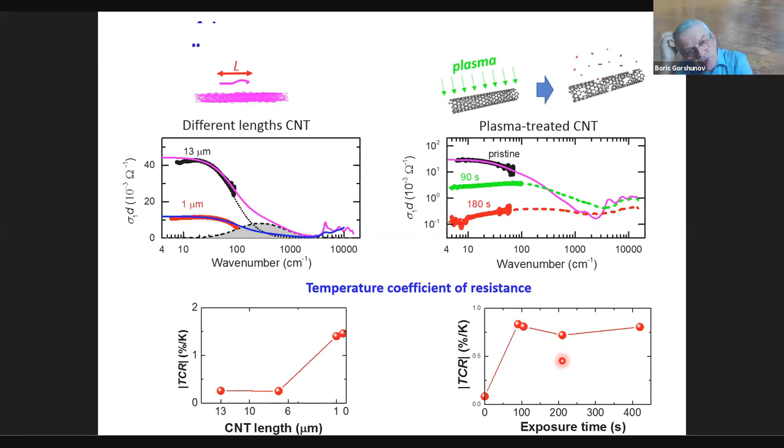It's not always bad to worsen the quality of those films, for example by making the carbon nanotubes shorter within the film or by irradiating those films with a plasma, in this case oxygen plasma. Both these procedures lead to a decrease of conductivity, of course, here and here. But at the same time, one has a possibility to enhance an important characteristic of those films, that is the temperature coefficient of resistance. This is shown here. By shortening the length of CNTs within the film, one observes a huge increase of this coefficient. And the same happens if one exposes these films to the plasma. One again observes this strong increase of this important technical parameter of those films.